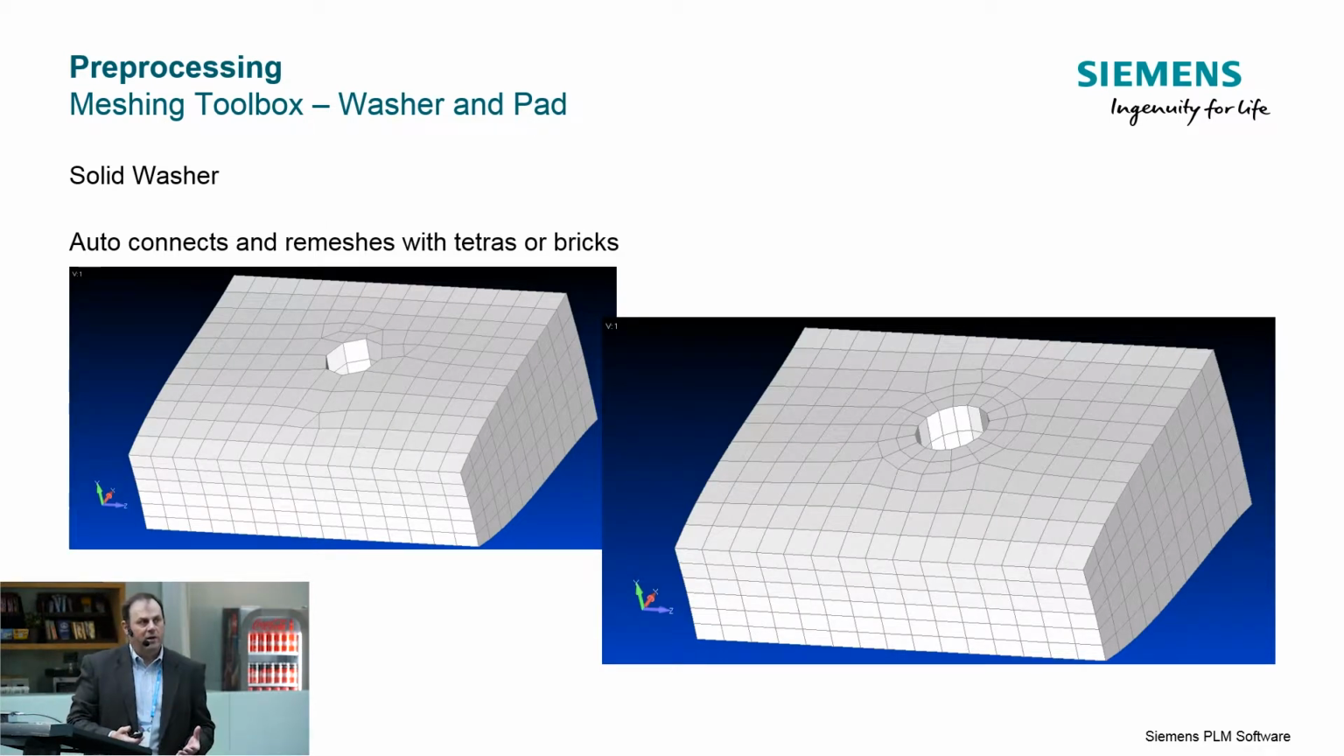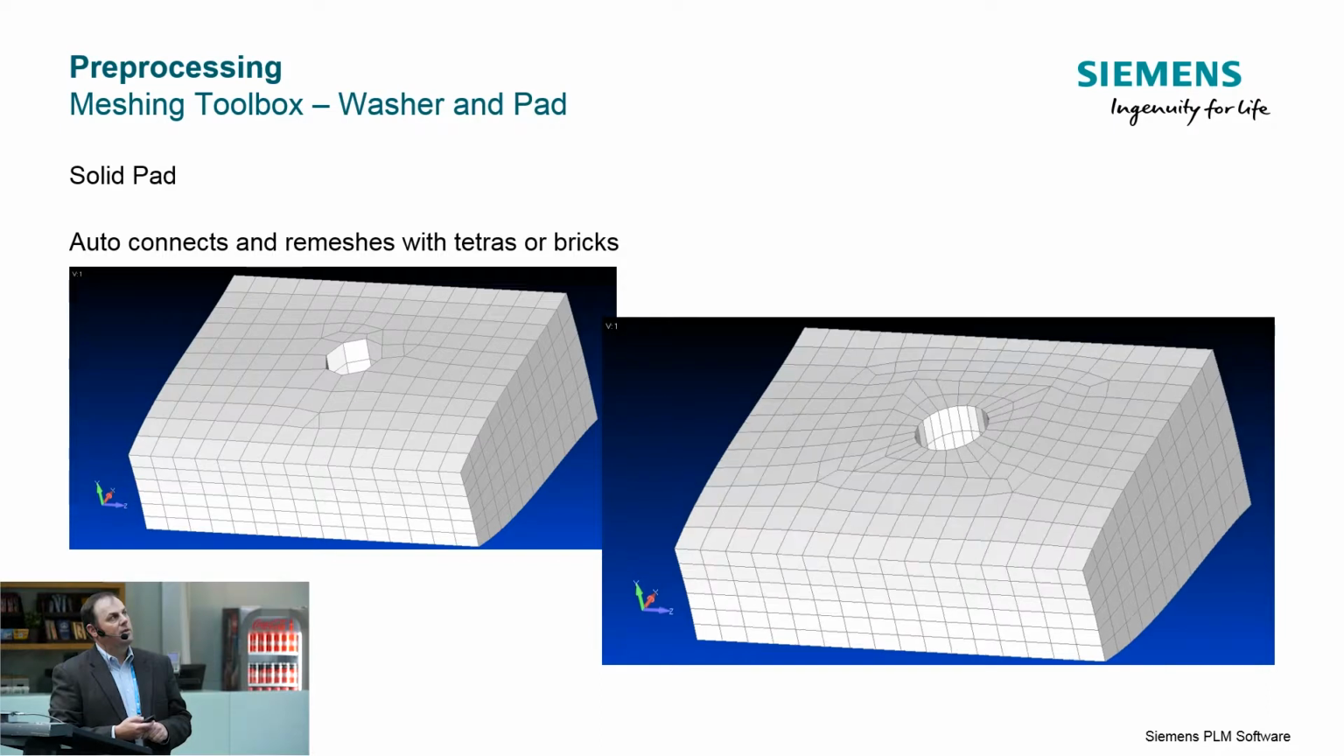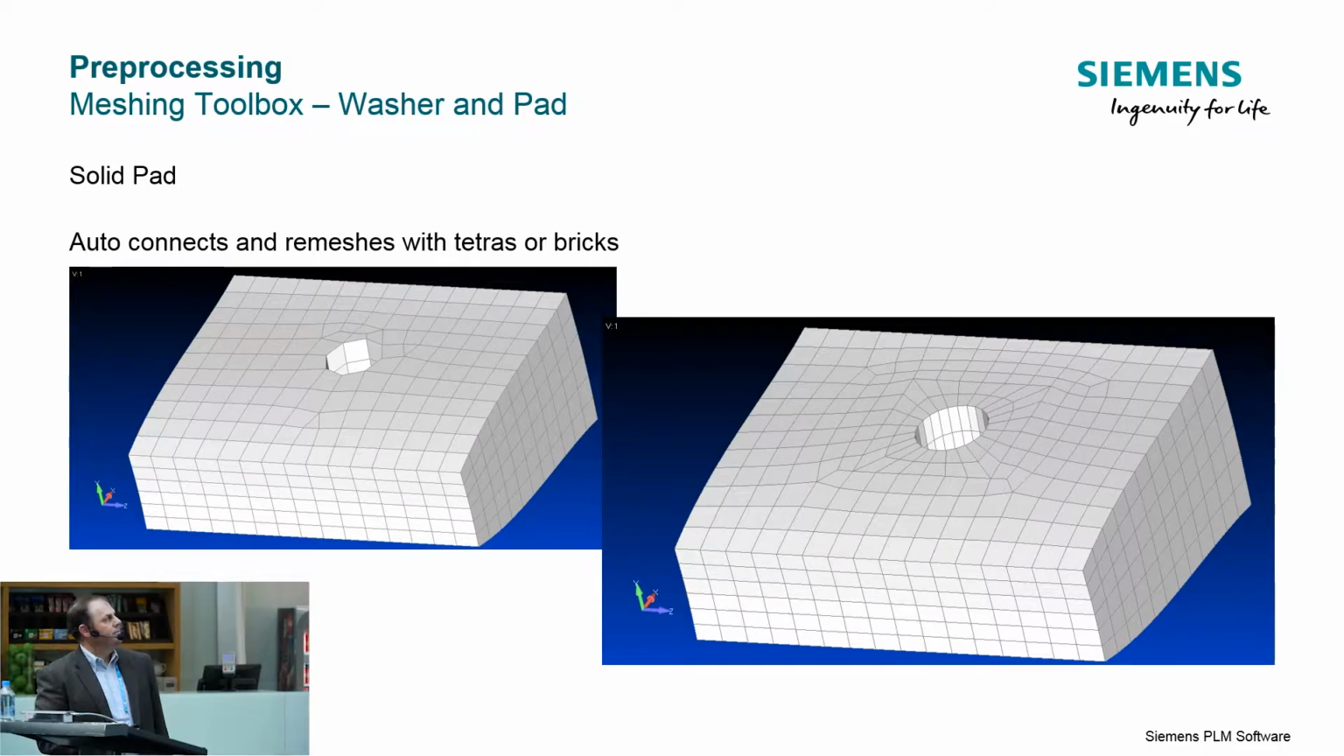Also, in the toolbox, we added the ability to take a washer and have the washer subdivide a solid. And we did the same thing with pad. When you do this, the solid mesh automatically gets updated.